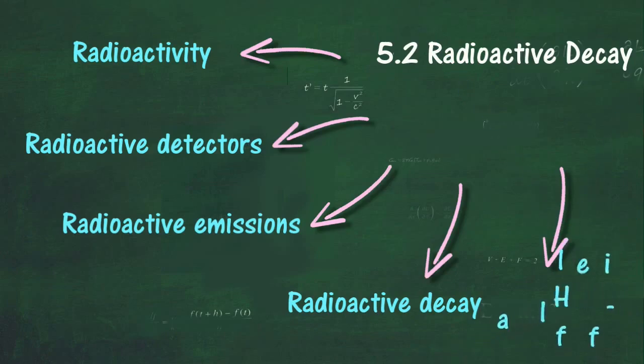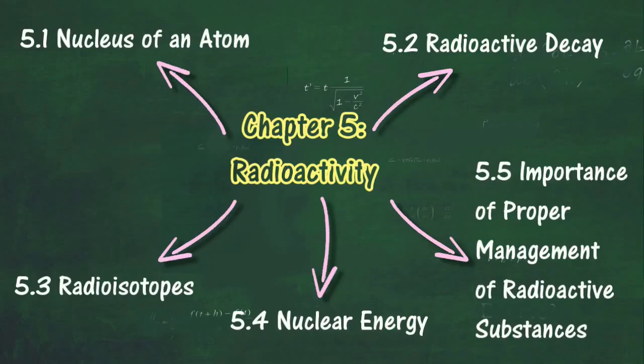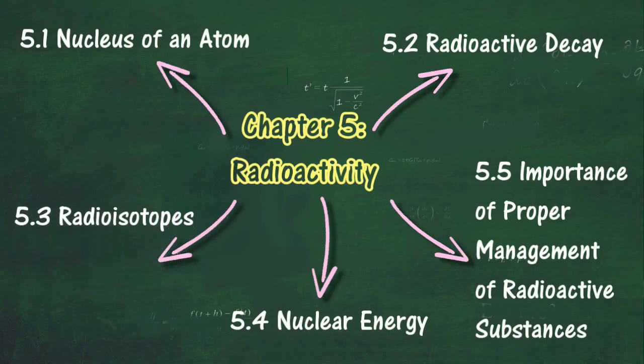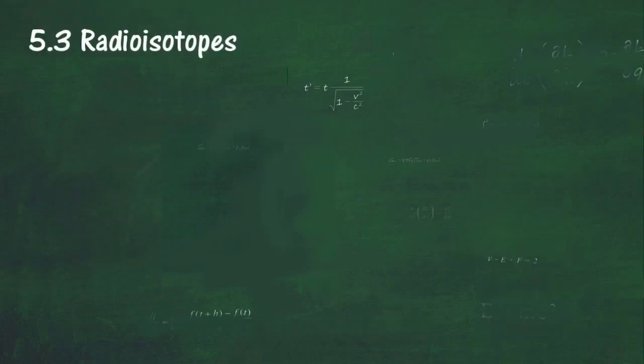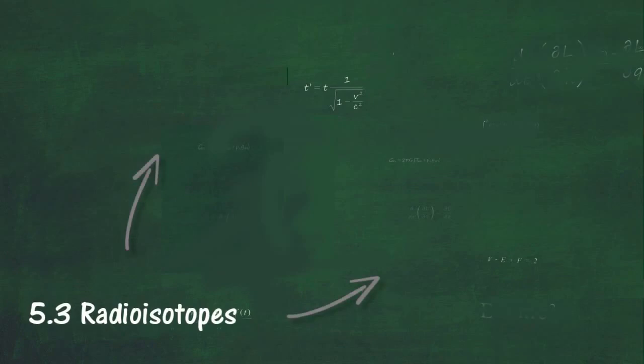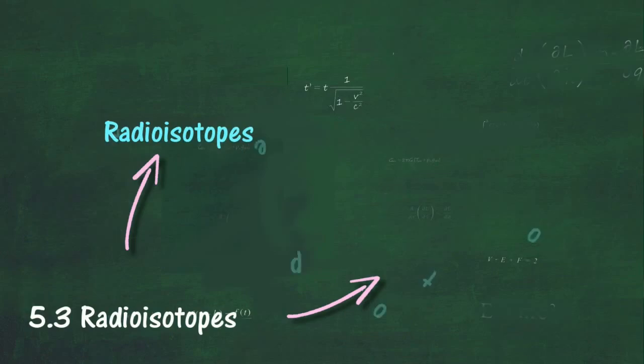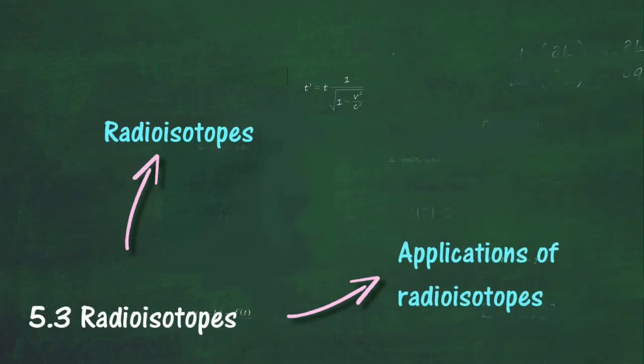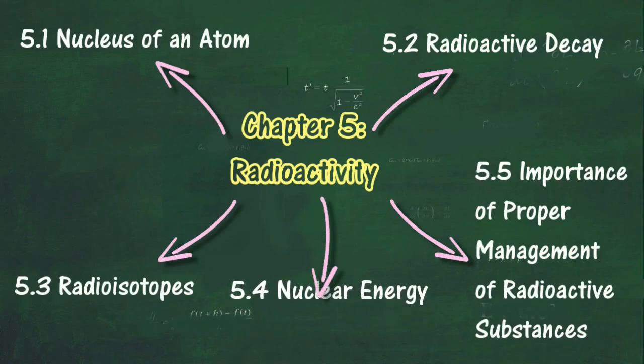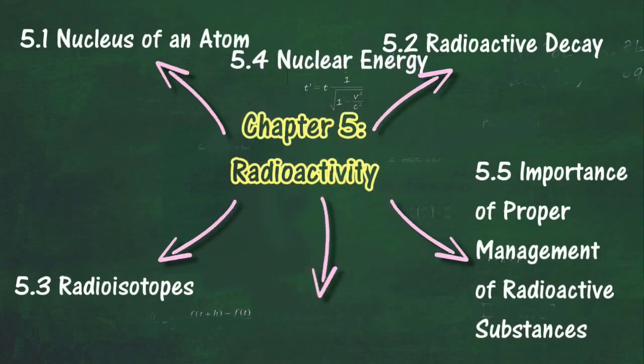Explain half-life, determine half-life from a decay curve, solve problems involving half-life. In section 5.3, we will learn about the uses of radioisotopes. At the end of this section, you should be able to define radioisotopes, name examples of radioisotopes, describe applications of radioisotopes. In section 5.4, we will learn about nuclear energy.